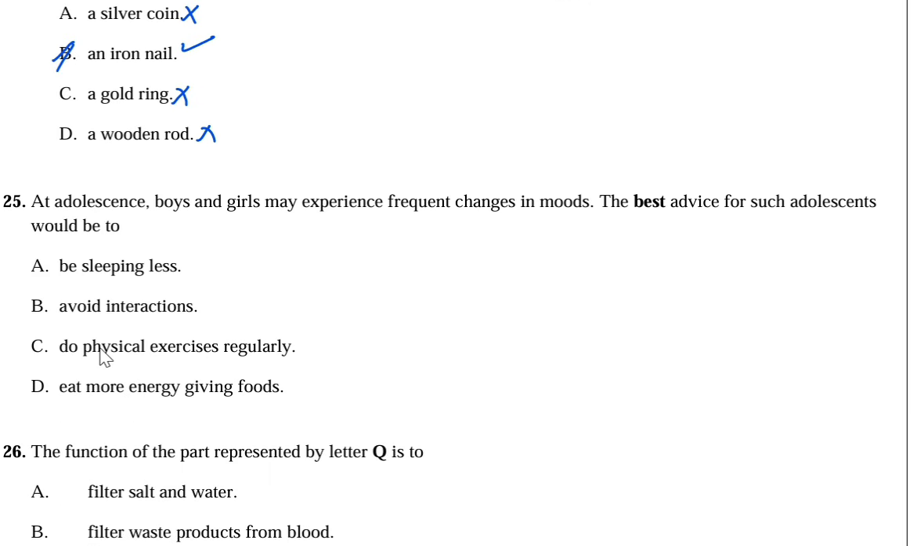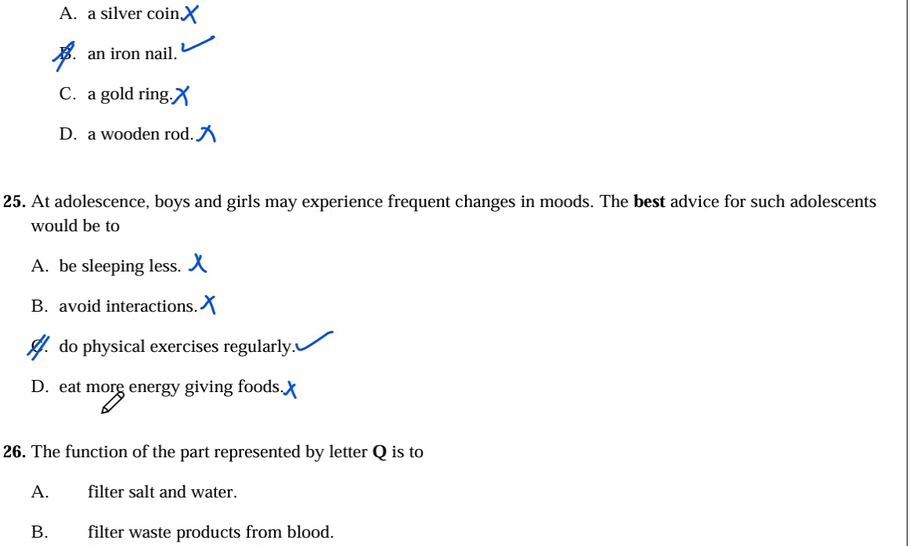Question number 25. At adolescence, boys and girls may experience frequent changes in moods. The best advice for such adolescents would be to A, sleep less, B, avoid interactions, C, do physical exercise regularly, D, eat more energy-giving food. So to start with, the best advice is not to sleep less. Also to avoid interaction, that is not the best advice. Eating more energy-giving food, that is not the best advice. The best advice is to do physical exercises regularly. So that is the best advice.